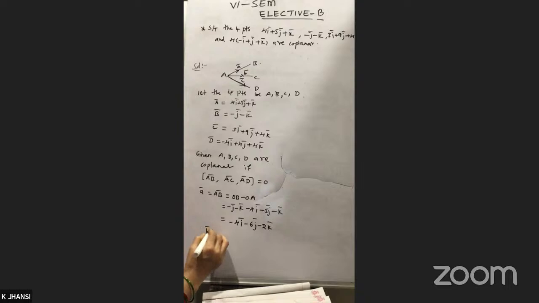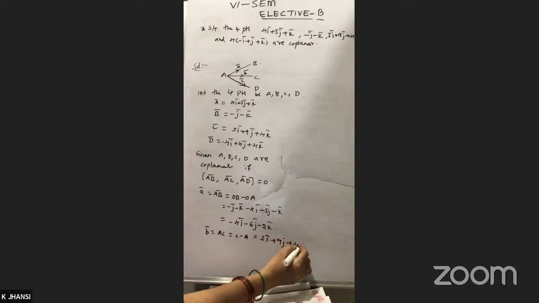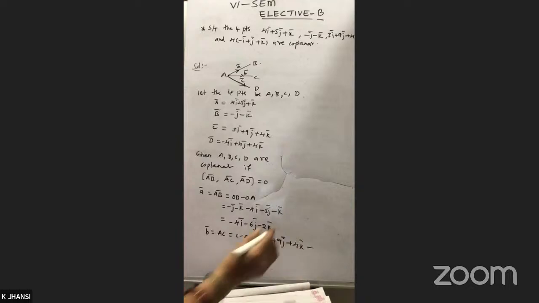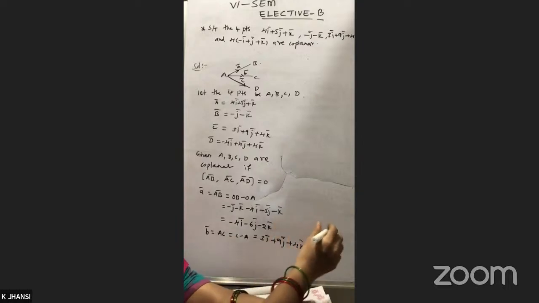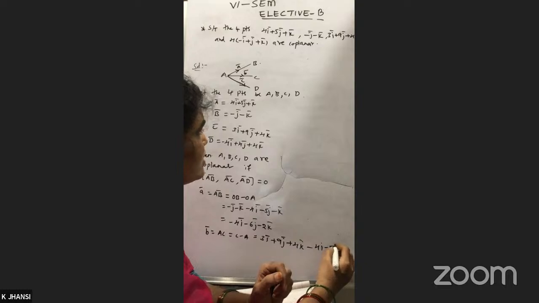Next, vector B is AC. AC equals, even we can write C minus A or OC minus OA, anything. 3i + 9j + 4k minus A. What is A? A is -4i - 5j - k.